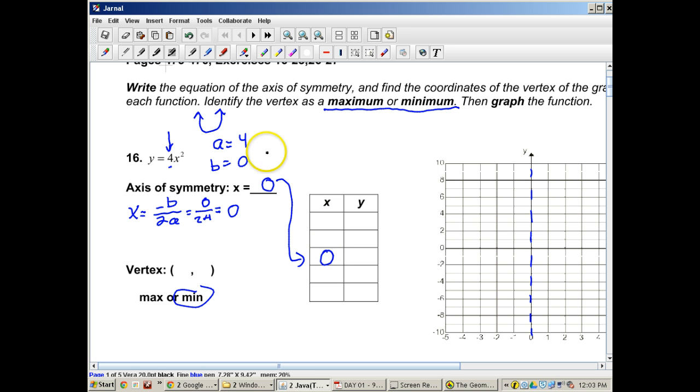Let's plug in 0. What do you get when you plug in 0? So we get 4 times 0 squared, so we get 4 times 0, which is 0. That's right there at the origin. Okay, that's the vertex. And we already know it's opening up, right? We have a min. So this is going to be the lowest point on the graph, so I expect it to go this direction. So now we're going to pick some points. Let's pick one above. If I'm going to pick one right above 0, I'm going to pick the same distance below 0. So we want to go the same distance in either direction.